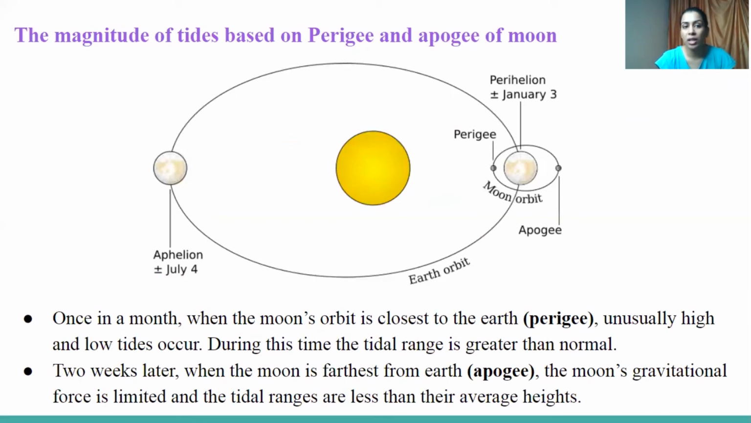The magnitude of tides based on perigee and apogee of moon. So once in a month, when the moon's orbit is closest to the earth, that is known as perigee, unusually high and low tides occur. During this time, the tidal range is greater than normal. 2 weeks later, when the moon is farthest from the earth, that is known as apogee, the moon's gravitational force is limited and the tidal ranges are less than their average heights.